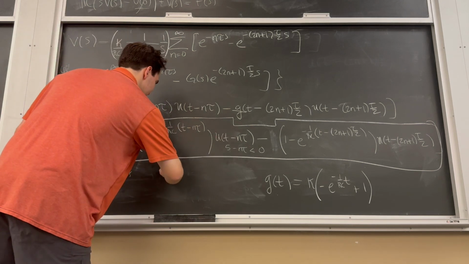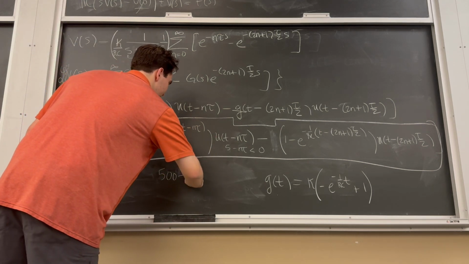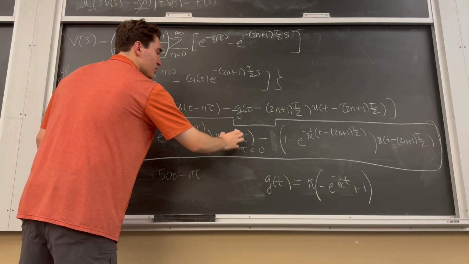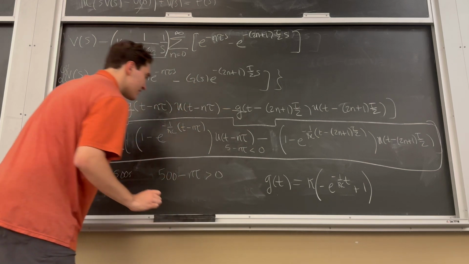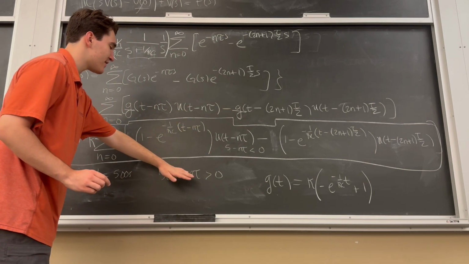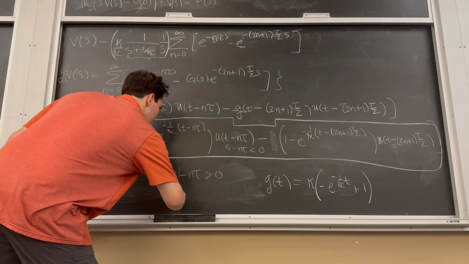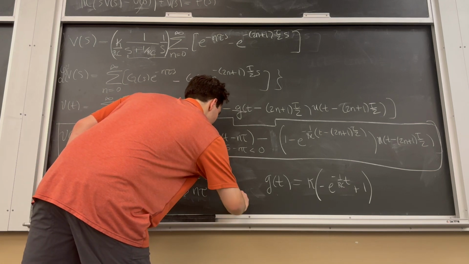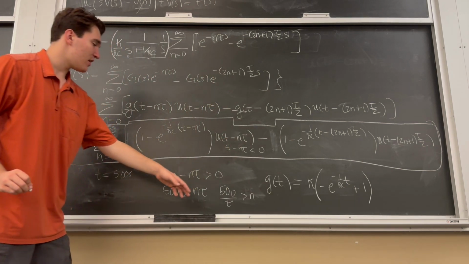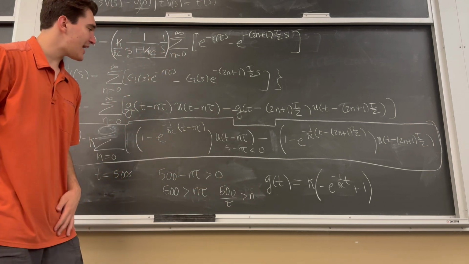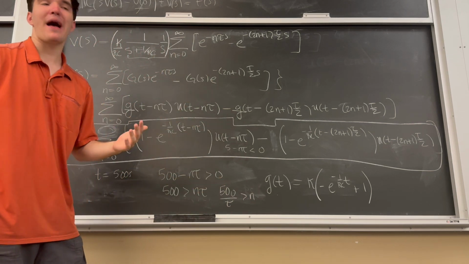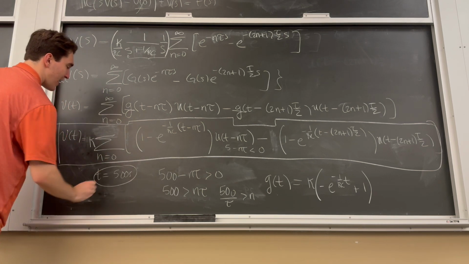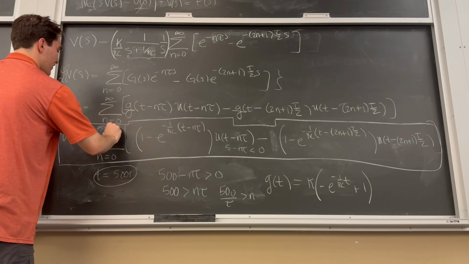If I plug in 500 to this Heaviside step function, I'm going to get 500 minus n tau, and these terms are only going to matter if the internal guts of this function are greater than 0. If it's less than 0, the terms aren't going to matter anymore. So 500 has to be greater than n tau, and that means 500 over tau has to be greater than n. If n surpasses 500 over tau, the terms all flip to 0 and they don't matter anymore. So I think an appropriate limit for the top, if you're only interested in t equals 500, would be something that's close to 500 over tau.